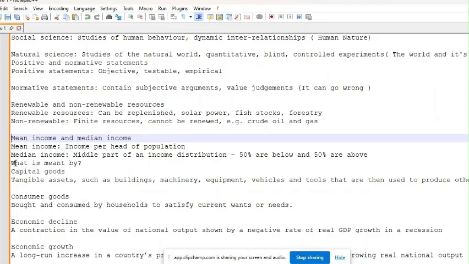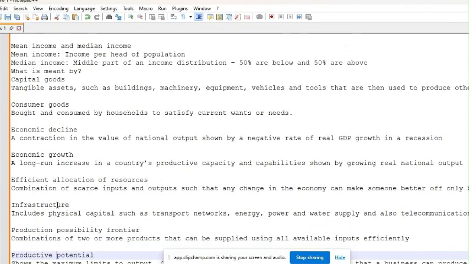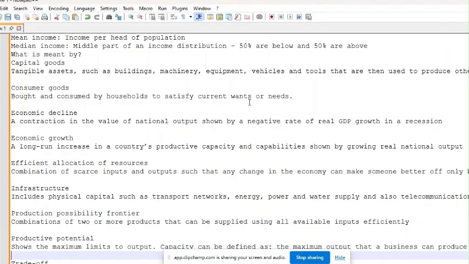So what is meant by the term capital goods? Capital goods are tangible assets such as buildings, machinery, equipment, vehicles, and tools that are used to produce other goods and services. Consumer goods are bought and consumed by households to satisfy current wants or needs.